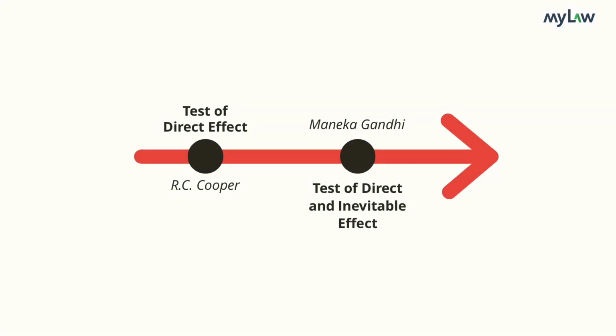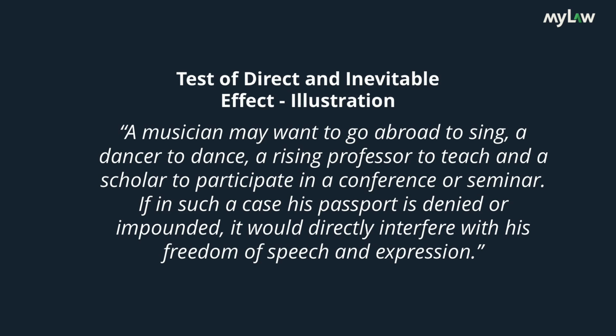Refining the test of direct effect conceived of in R.C. Cooper, the court held that the direct and inevitable effect of state action must be judged to see whether a fundamental right has been violated. The court gives several examples: an evangelist who wants to preach abroad, a foreign correspondent of a newspaper, a pilot with an international flying license, or a musician who wishes to perform abroad may all claim that an impounding affects their fundamental right to freedom of expression or their right to carry on any trade, profession, or calling.